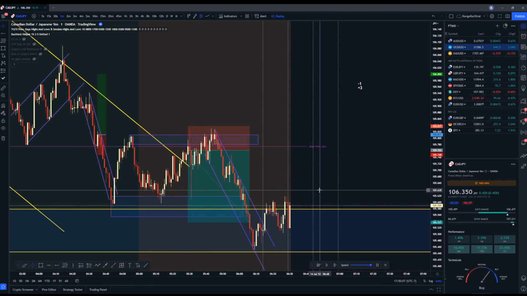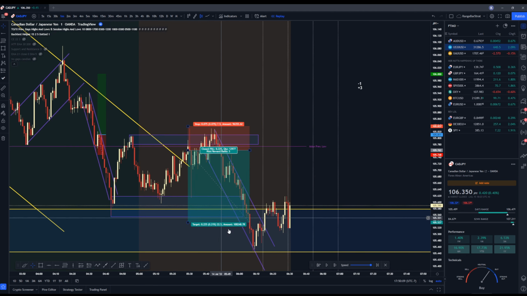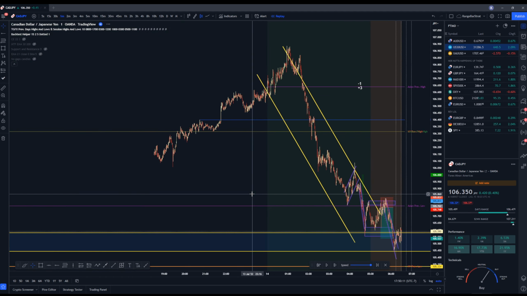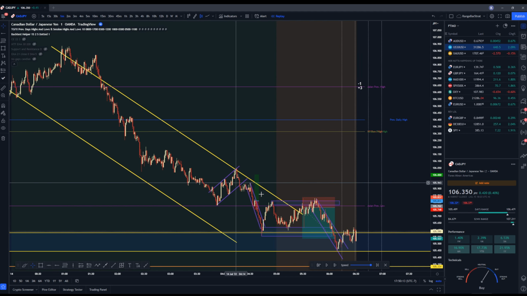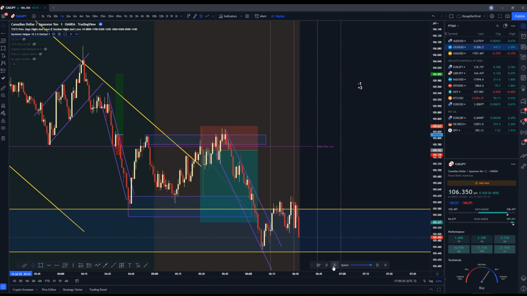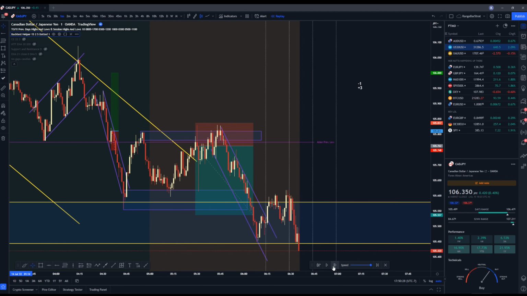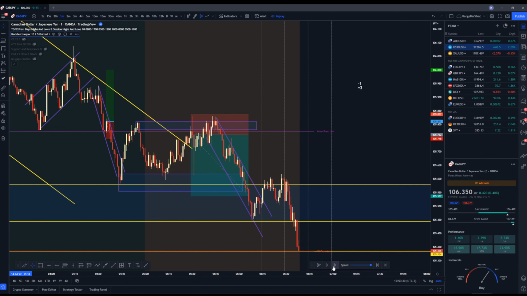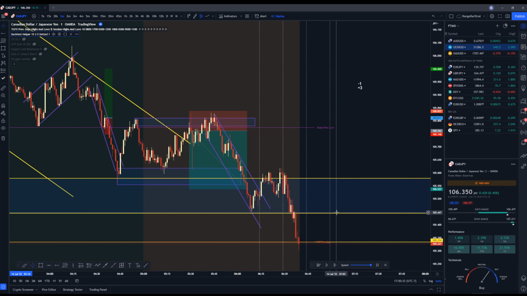I do expect some kind of reversal from here, just because we popped out of our 15-minute trend line, and now we're also in our 15-minute zone of demand. It's one of the last key areas that we could go to before we keep going down. And there we go. We ran right through it.